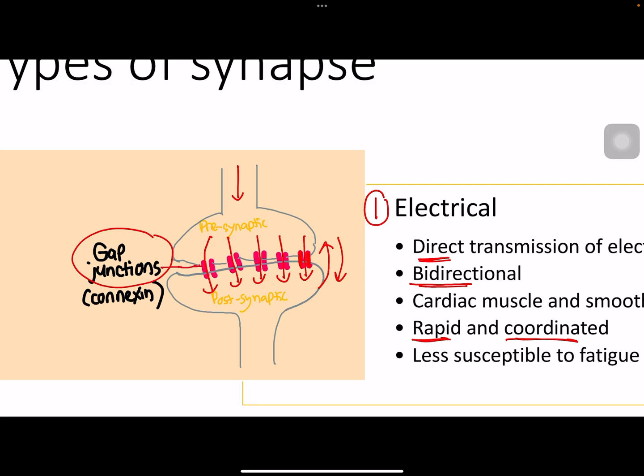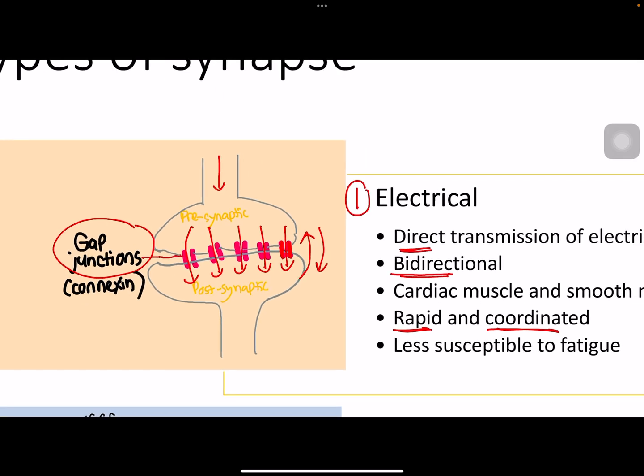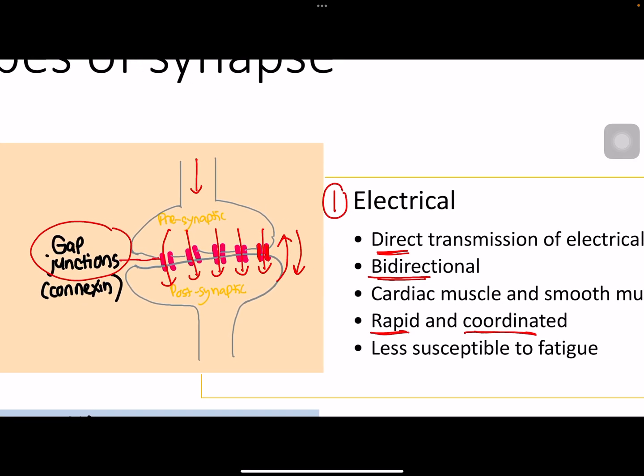Similar to smooth muscle, if you think about your intestine, it needs to contract to push the bolus of food forward. Therefore, it also needs that rapid and coordinated contraction of muscle, which needs a rapid and coordinated transmission of information to that part of the intestine. And because it does not really need other chemicals, it is less susceptible to fatigue. Because as long as the gap junction is there, the information can be transmitted all right.